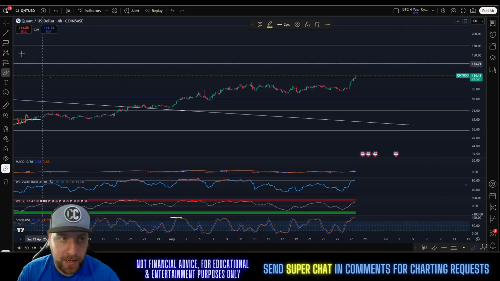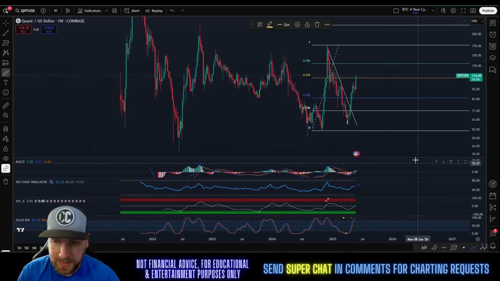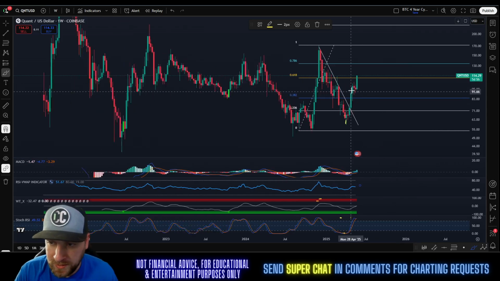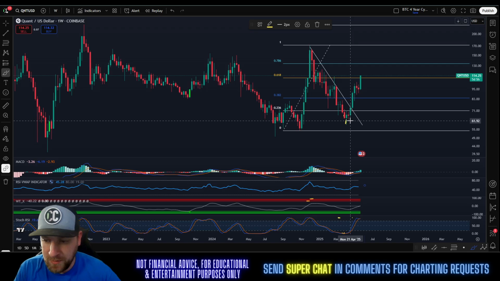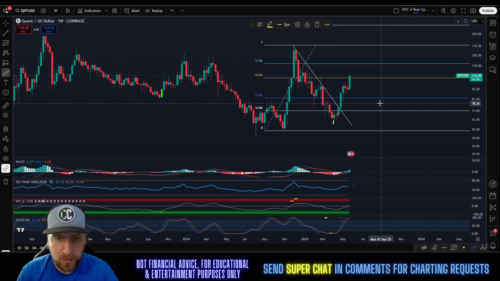MACD is still bullish, but I really don't look at the 4-hour time frames anymore. Mainly the day and the week. The week chart's where it's at, guys. Look at that weekly candle right here. I mean, if you would have bought at the end of April, you'd be up big right now on Quant. So congratulations to you Quant holders.